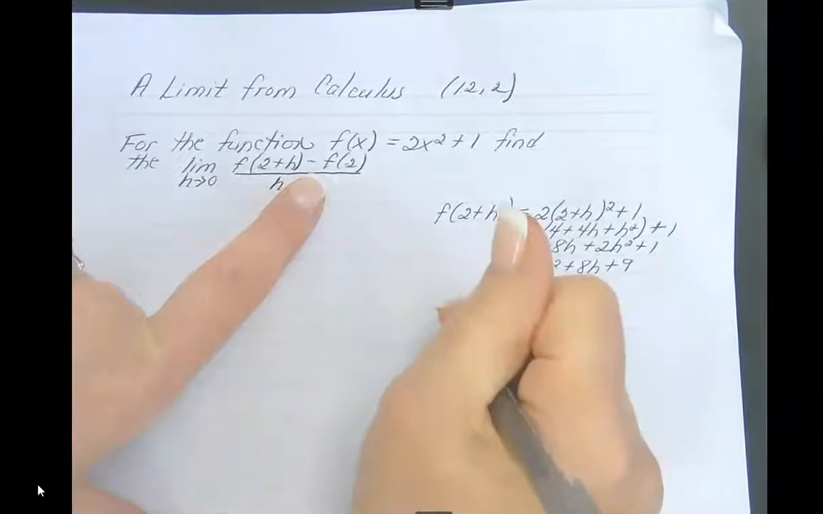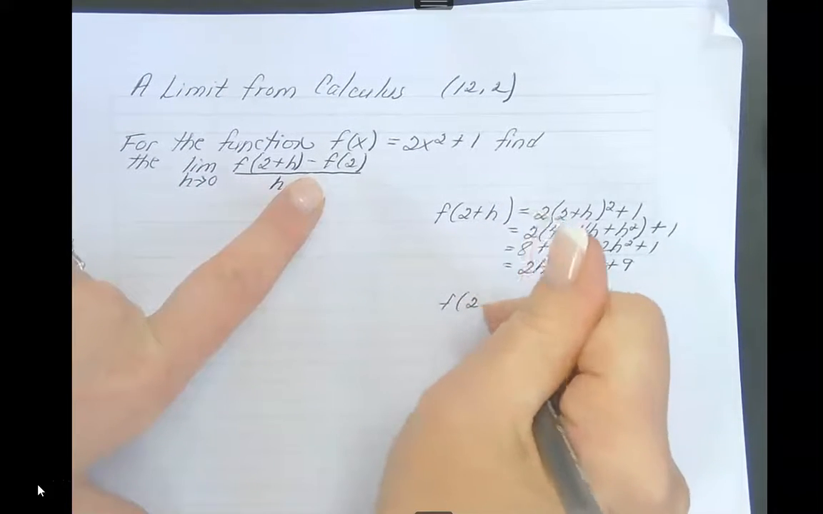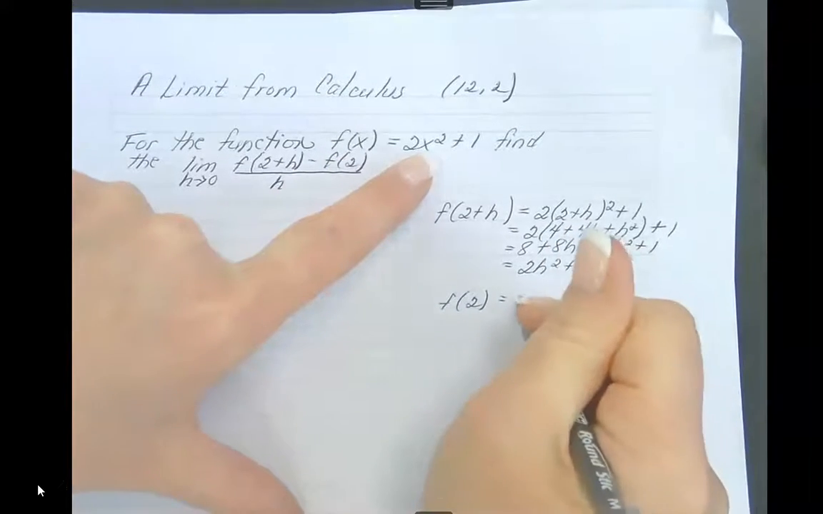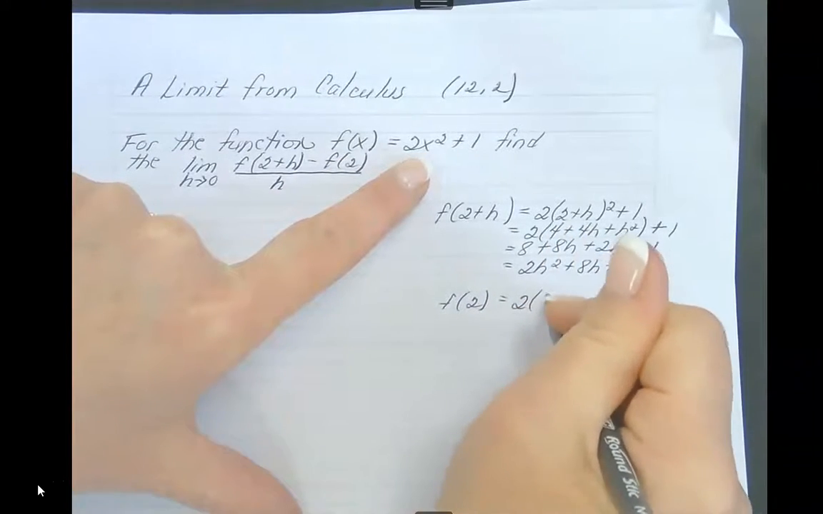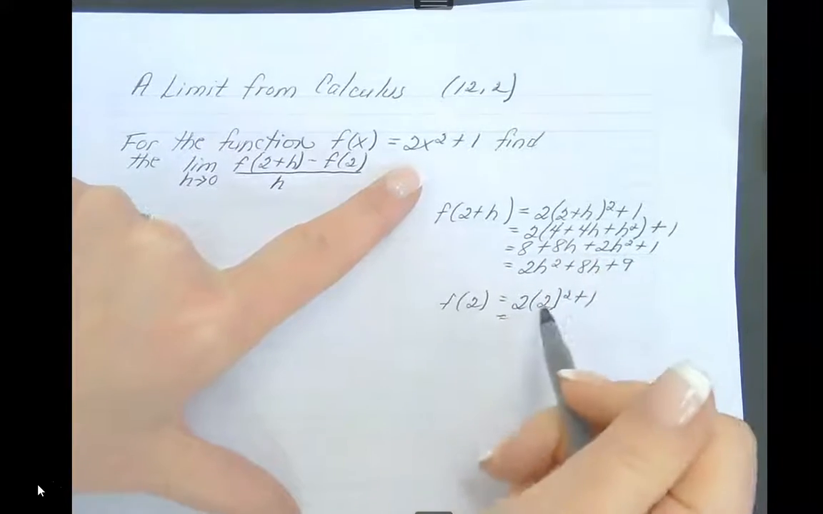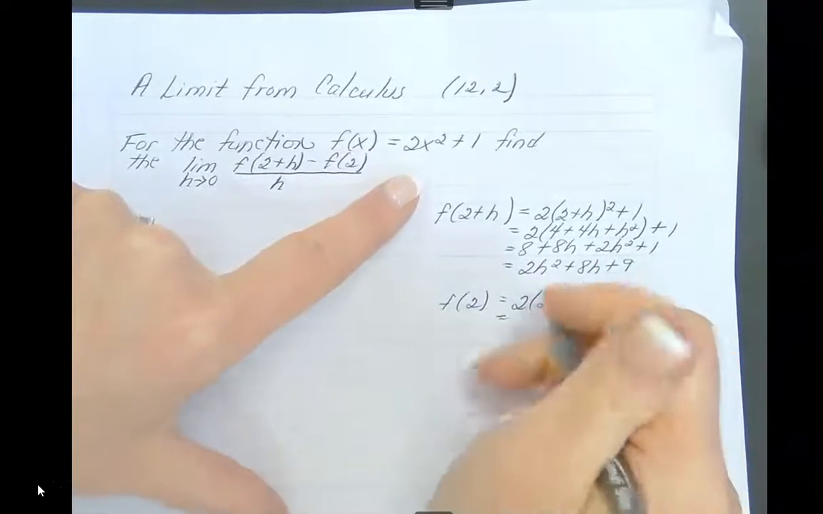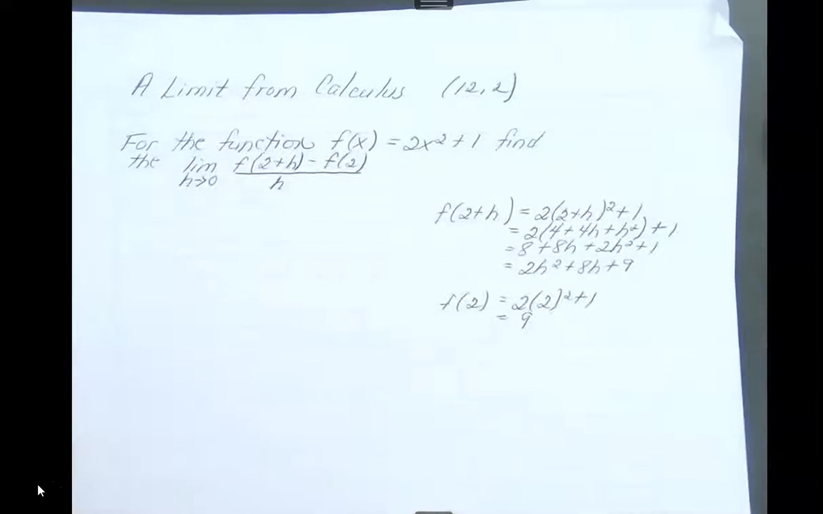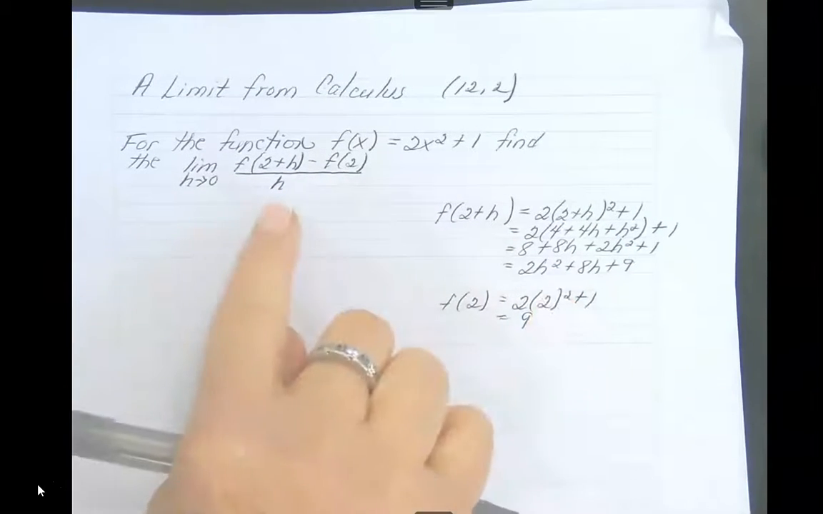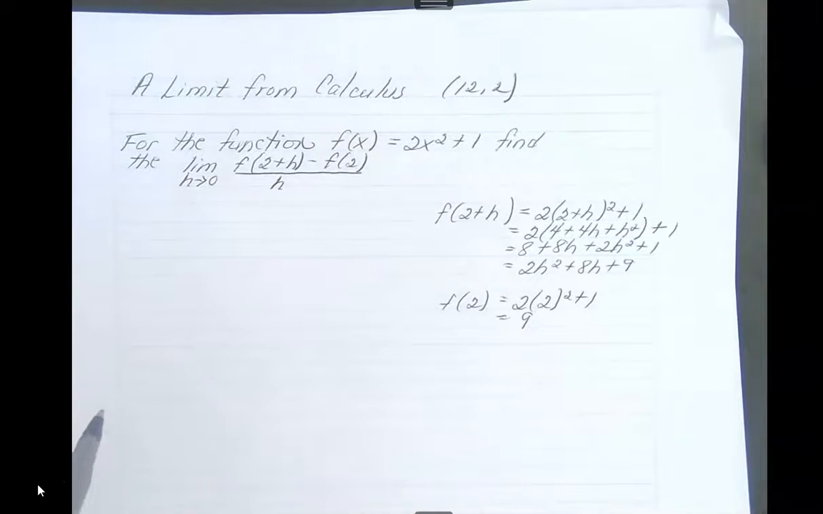I also need to know what is f of 2. So my x now became a 2, so my x here must also become a 2. So 2 times 2 squared plus 1. Well, 2 squared is 4, times 2 is 8, plus 1 is 9. Now we have both parts of our numerator. We have our denominator because it's not being substituted in.